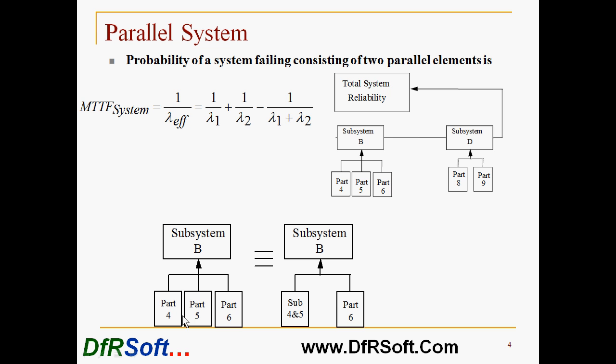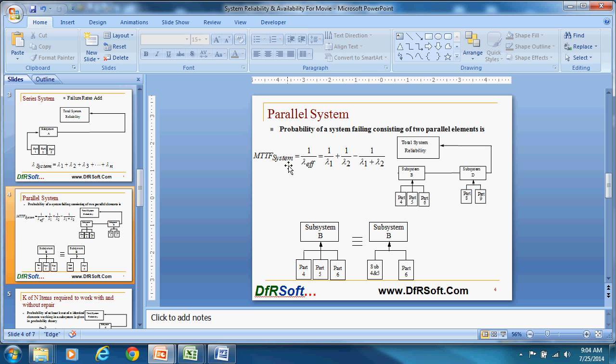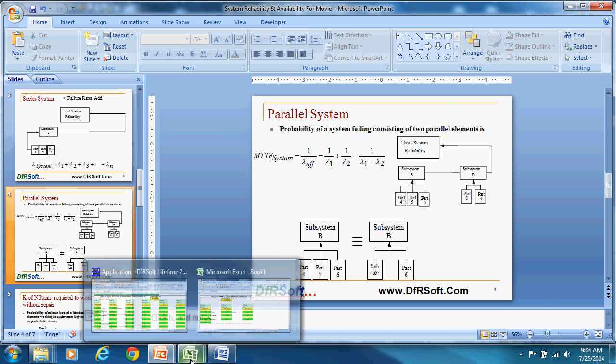For example, if we had 3 items in parallel, we can always collapse 2 of the items into 1 item by using the 2 items in parallel equation in DfRSoft. Then we have just these 2 left over, 4 and 5 collapsed into 1, and 6 is handled by 2 items in parallel, the same equation. So you can keep on collapsing, up to as many items in parallel as you want, by using the 3 items or the 2 items in parallel area in DfRSoft.